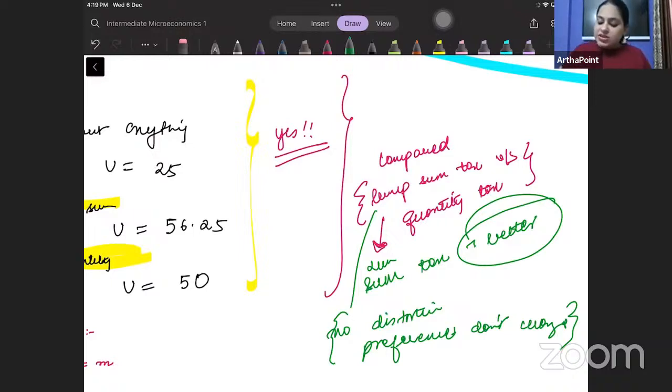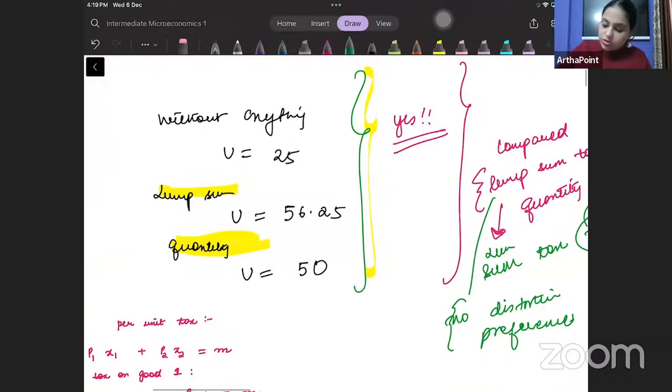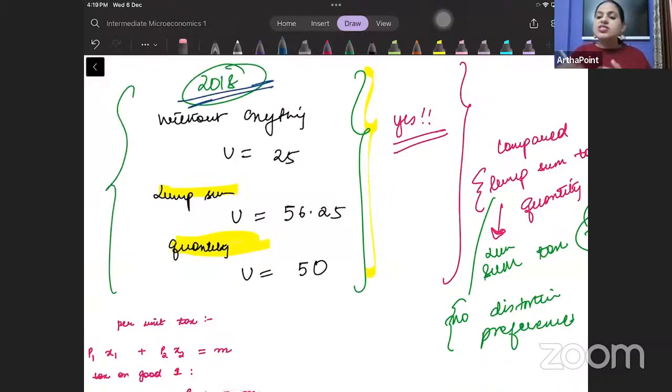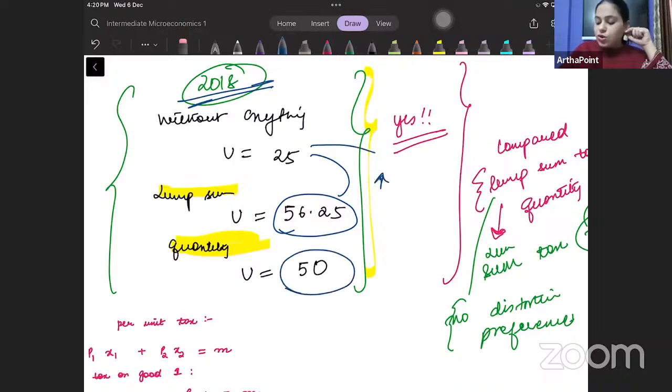Now what we have done is, in this past year question that came in 2018, instead of tax, a subsidy is given. Lump sum subsidy and quantity subsidy. And we are comparing the two. Then we come to the same conclusion that a lump sum subsidy increases utility more as compared to a quantity subsidy. Lump sum subsidy makes you better off.